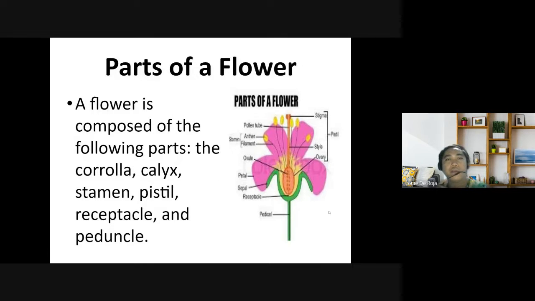Okay, we have parts of a flower. A flower is composed of the following parts: the corolla, the calyx, stamen, pistil, receptacle, and peduncle. Okay, ito po yung parts of a flower. Post nyo na lang po itong video.